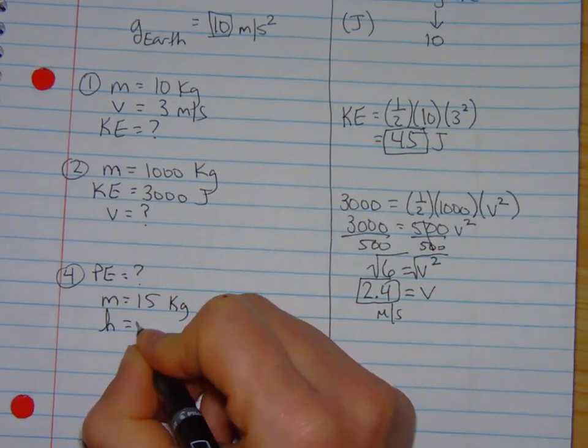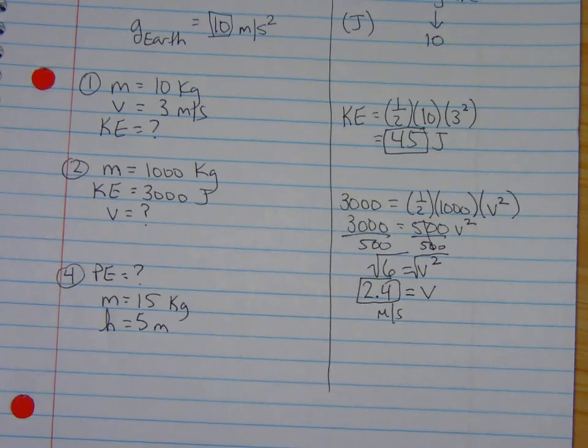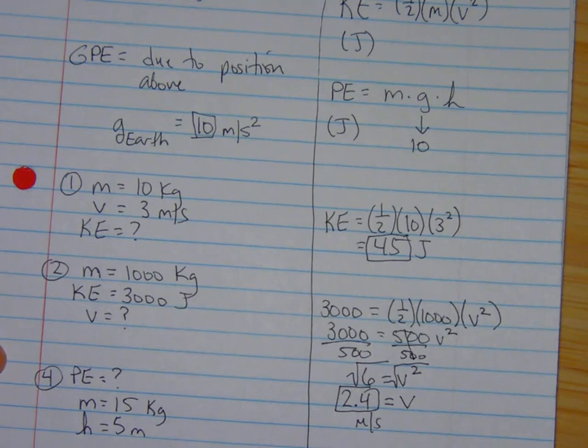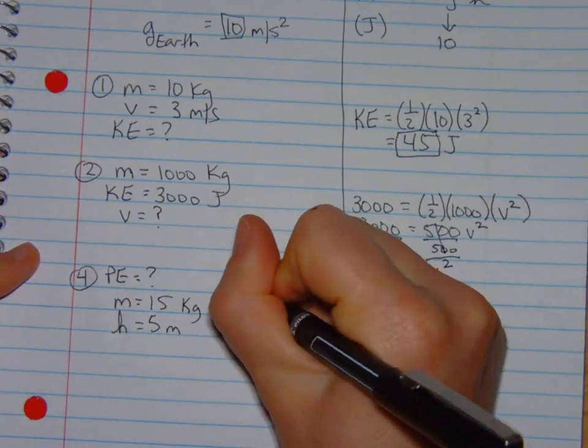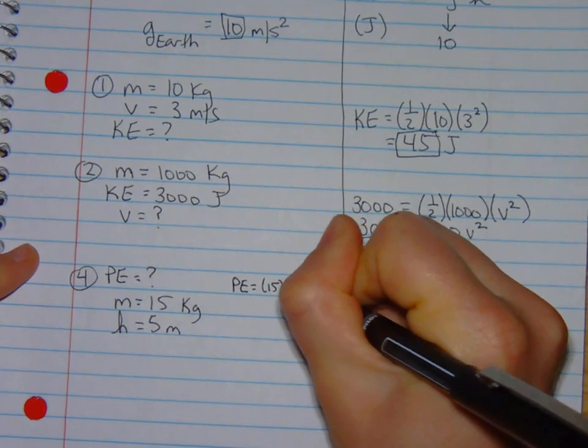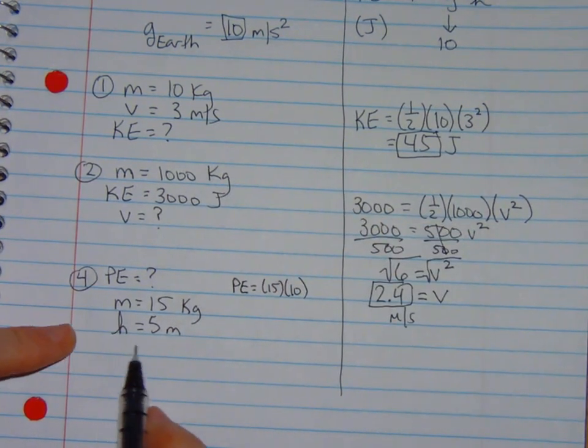And now we have a height of 5 meters. Our formula, mass times gravity times height. So I'm going to put it right here. 15. Gravity is always 10. I'm not going to state that in the problem.